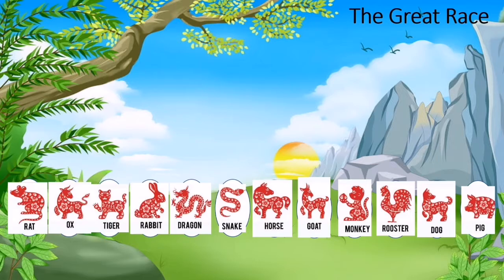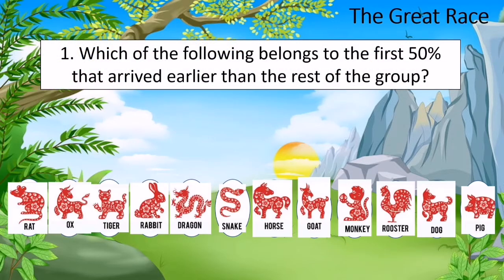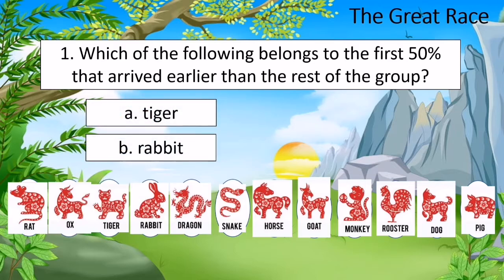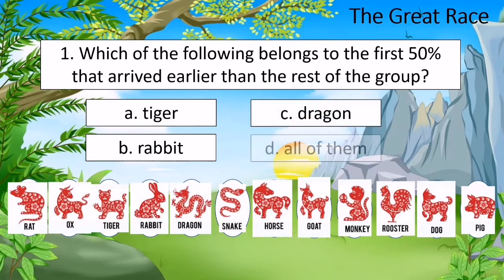Now let's answer the following questions. Number 1. Which of the following belongs to the first 50% that arrived earlier than the rest of the group? A. The tiger, B. The rabbit, C. The dragon, or D. All of them? The correct answer is... You're right! It's letter D. All of them.